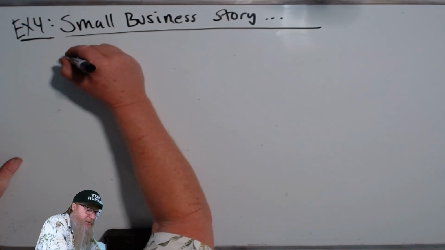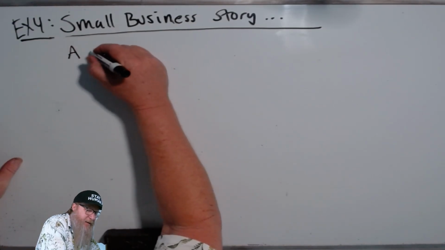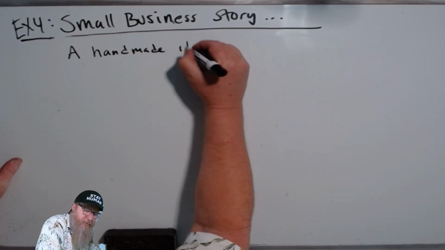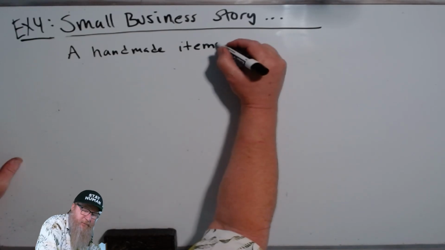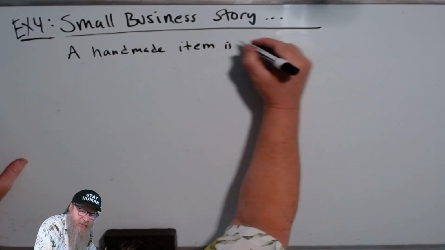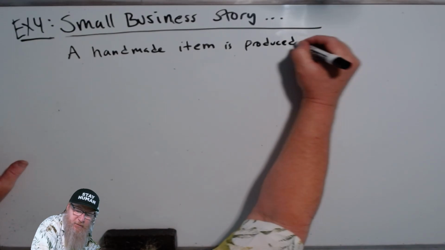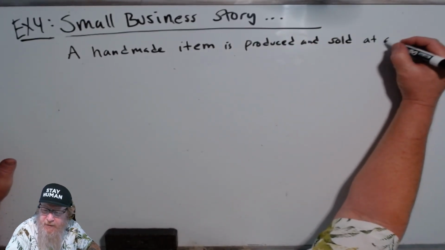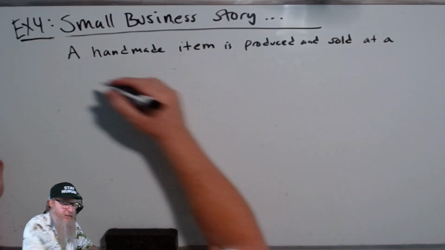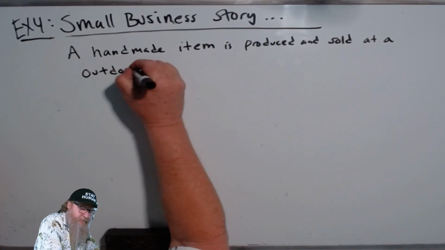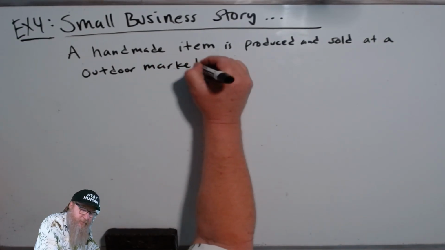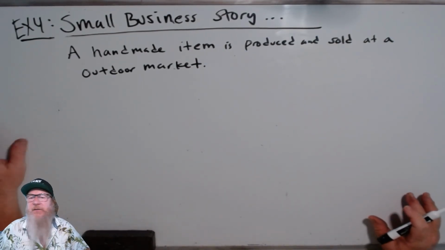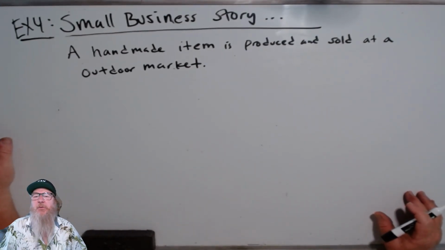So suppose a handmade object, I'll call it an item, is produced and sold at an outdoor market. So, a street fair, or the village fest or something, a swap meet, what we used to call them, swap meets, back in the day.